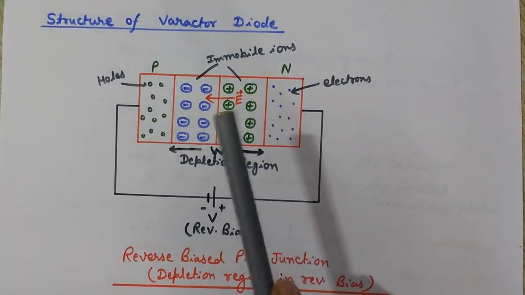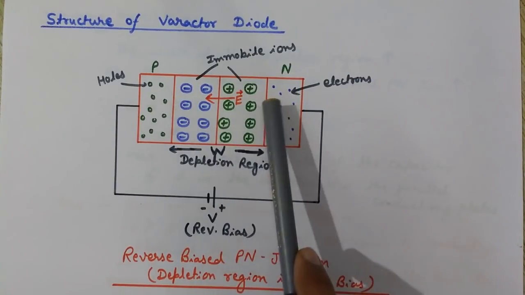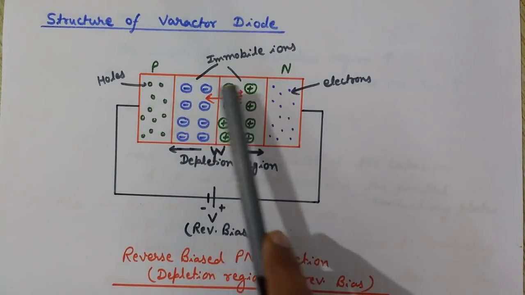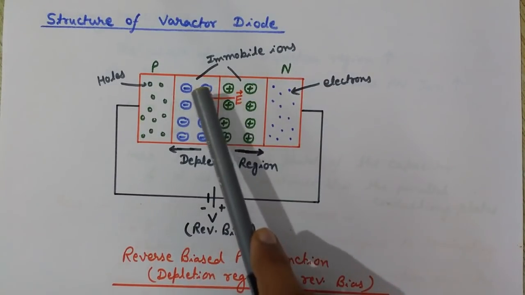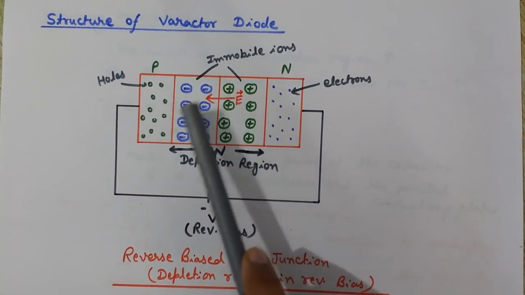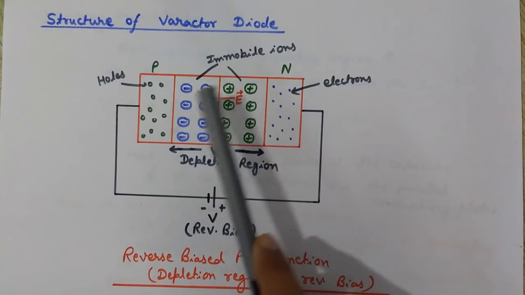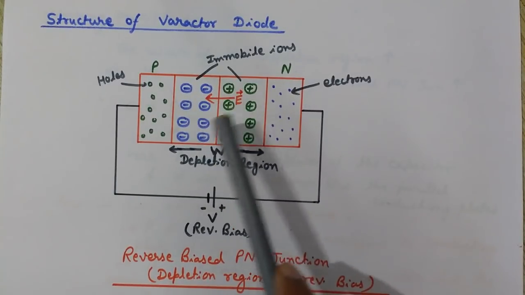These are conducting. And here the region between these two plates, this is the depletion region, as it has the immobile charge carriers. These cannot move. So this is the depletion region.